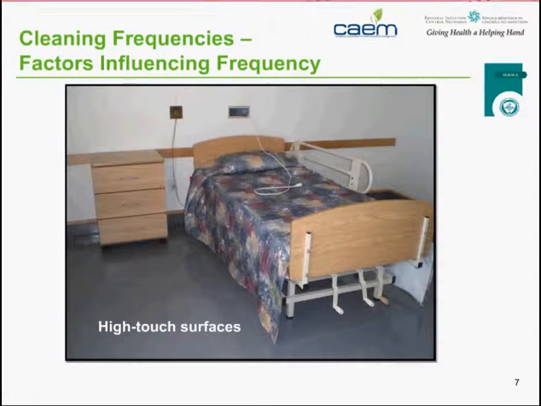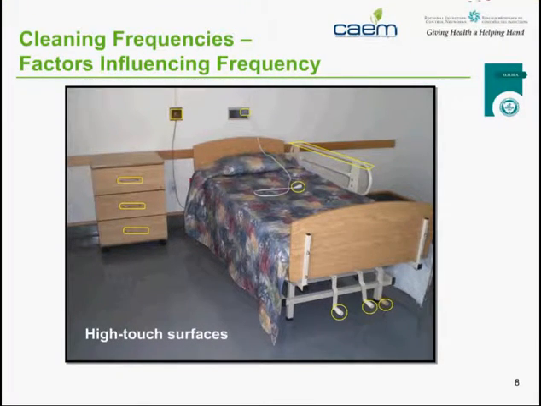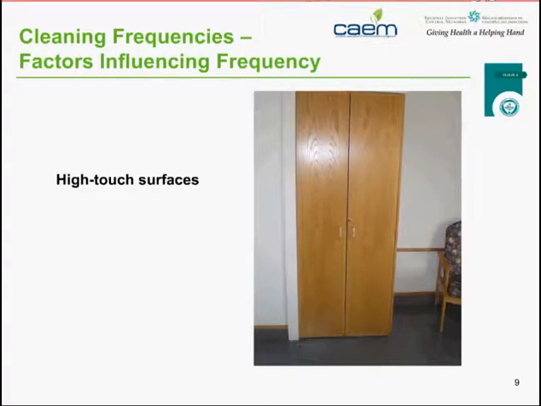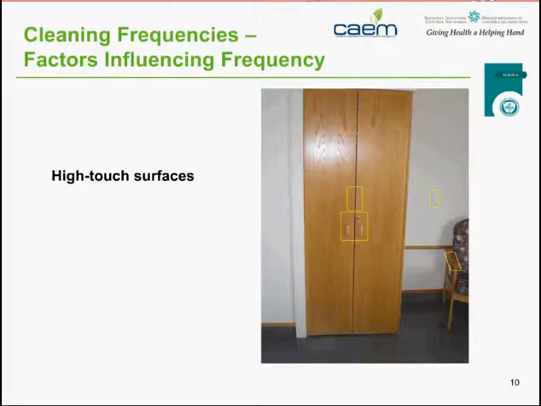How many high-touch surfaces can you identify in this picture? Bed rails, the call bell, handles on the bedside tables, and the bed controls are all high-touch surfaces. What are the high-touch surfaces in this picture? Think about where your hands or the patient's or resident's hands will have frequent contact. The handles on the cupboard and the area just around these are more likely to have frequent contact. What about this picture?